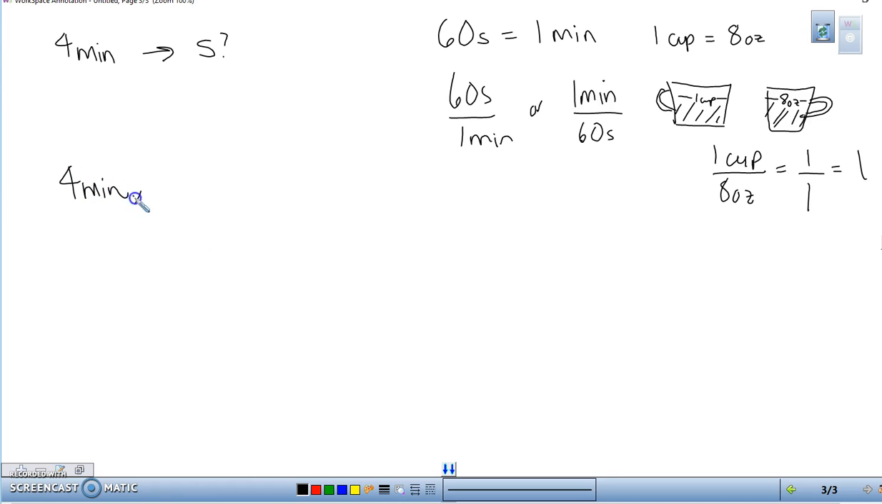And then I'm going to multiply by my conversion factor. So I put the line there. When I put the line there, what decides which way I put this is what I start with. This always starts on the top of the fraction.